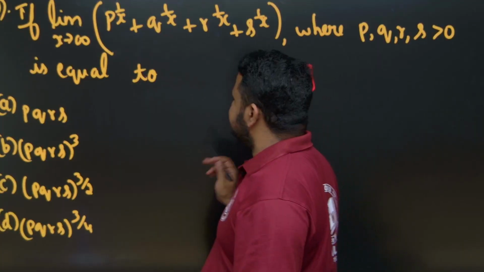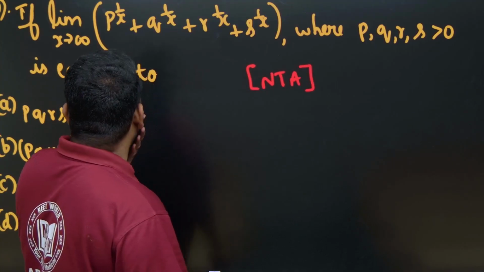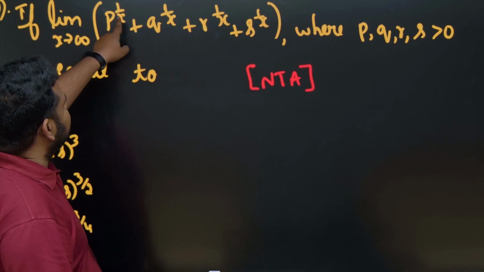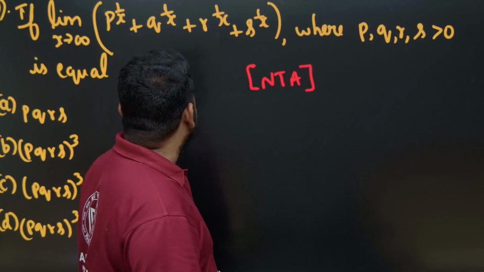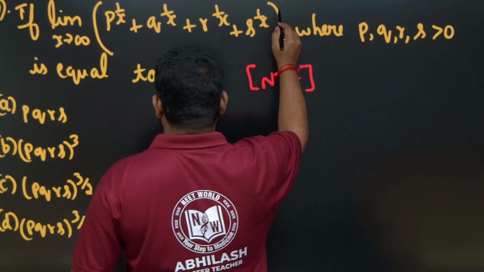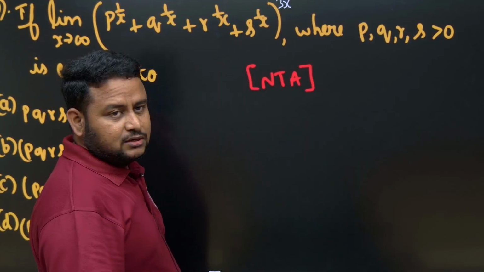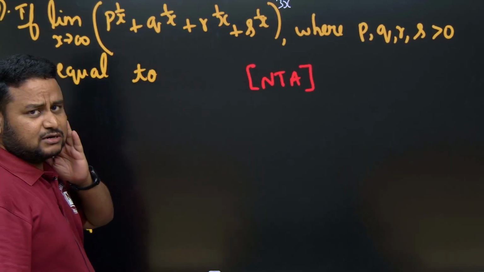Next, this is also an NTA question. They are telling: limit as x tends to infinity, p to the power of 1 by x, q to the power of 1 by x, r to the power of 1 by x, s to the power of 1 by x. Here actually there is one more thing, this is to the power of 3x. Make a note of this question, where p, q, r, s are positive, is equal to what? Is this the question?